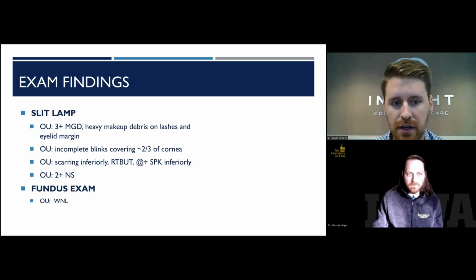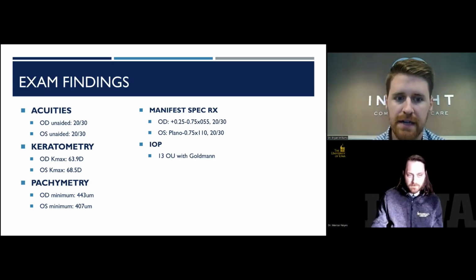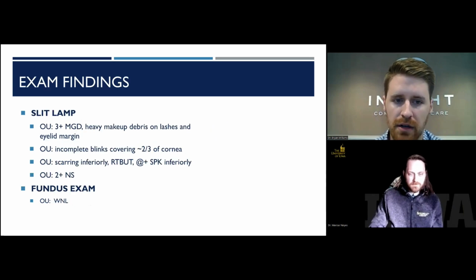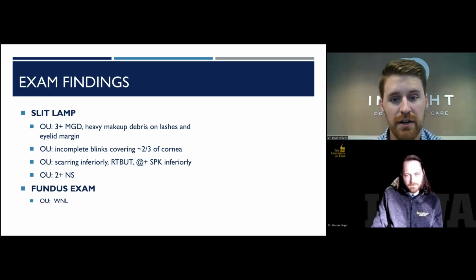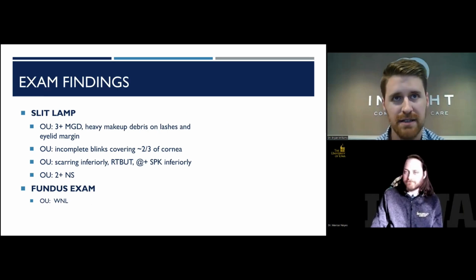You can see here, though, with those steep Ks and the pachymetry, that she's definitely got something going on with that cornea, and we'll take a look at those in the Pentacam here in just a bit. So, a whole lot of meibomian gland dysfunction. This patient was also a very heavy makeup wearer, which we'll see in just a little bit.